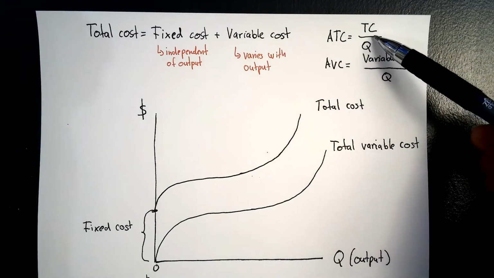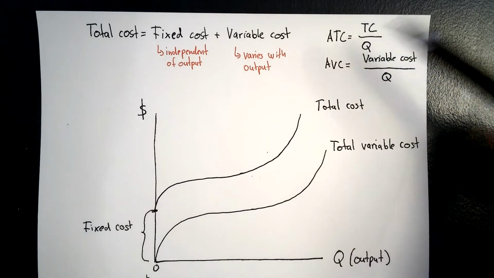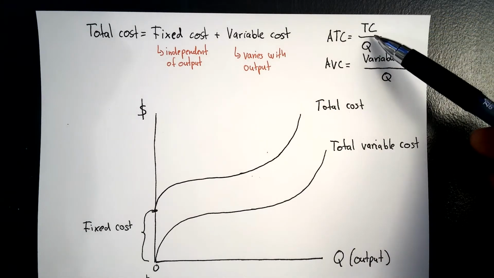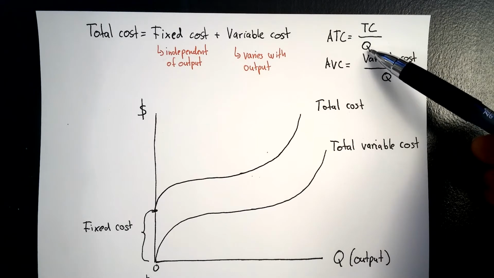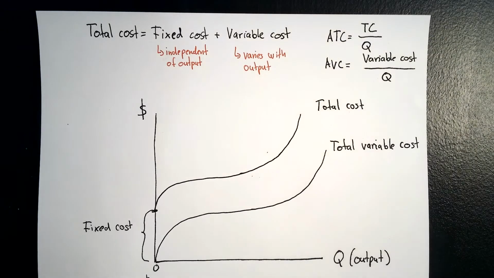Now, note that the average total cost tells you the average cost per unit of output. So, for example, if your total cost is, say, $500 and you're producing 10 chairs, then the average total cost per chair is $50.